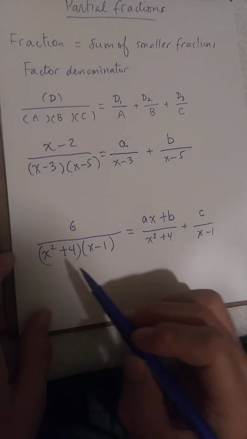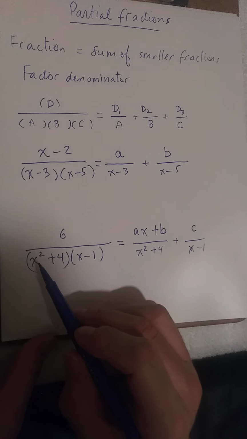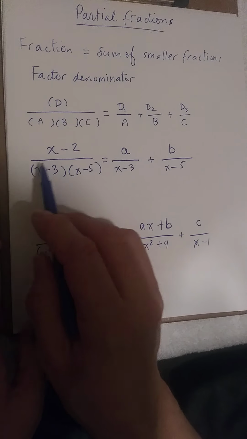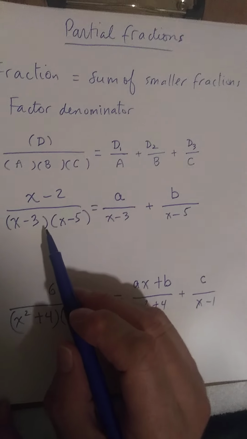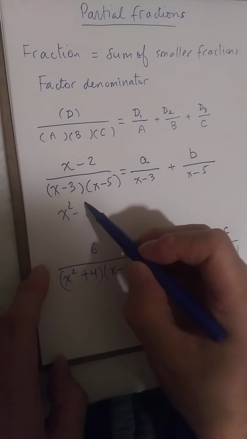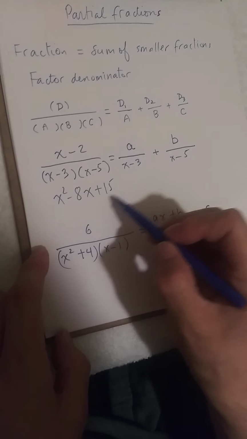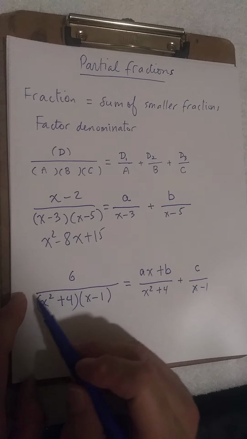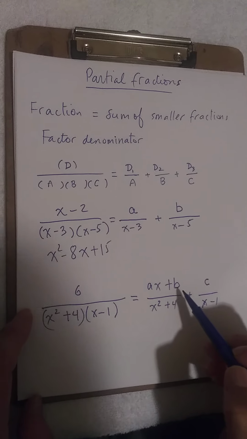Make sure when you have a quadratic or higher, that it cannot be factored any further. Because if it can, this was a quadratic before. This was x squared minus 8x plus 15. I'll write it down. And when you factor it, you get x minus 3 times x minus 5. So make sure this is not factorable before you do this.